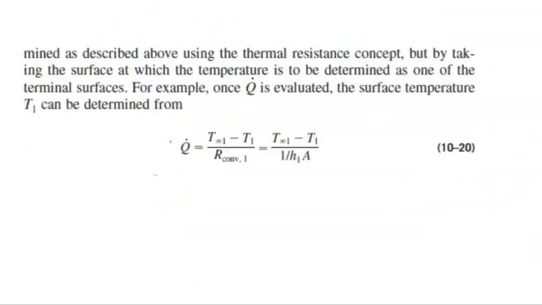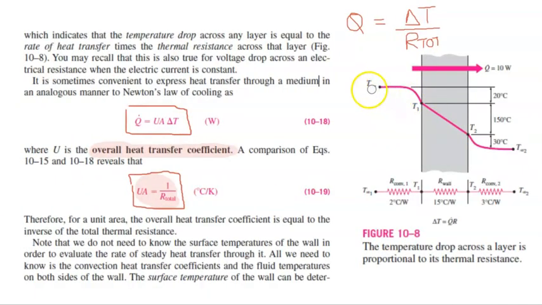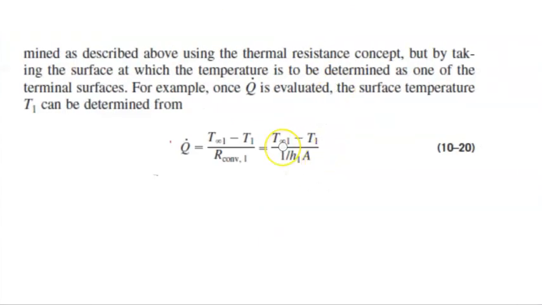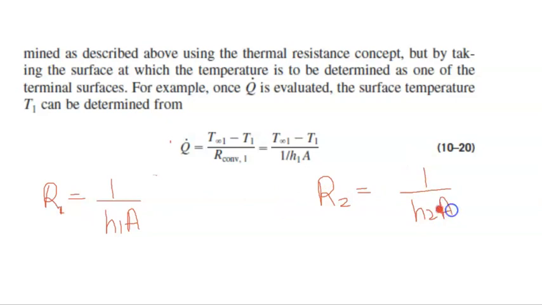In the previous one, if you have a look at T infinity 1 and T1, R convection is the convection happening. So R convection is 1 over H1A. This is the inside of the wall. If I want to look at the outside of the wall, it's going to be R convection outside. Let's call it R2, which is 1 over H2A. The area remains the same, so I can just put it like this.